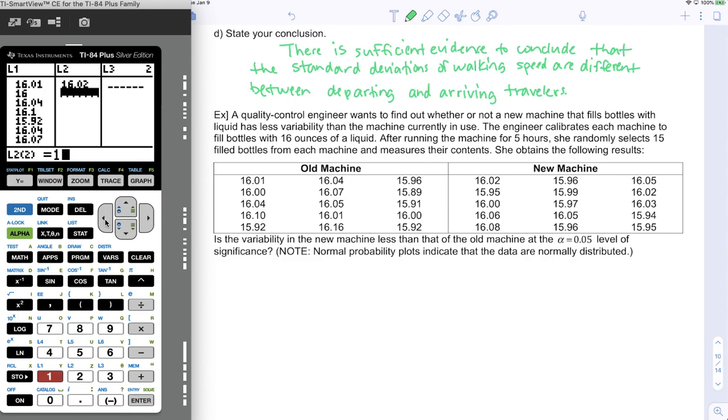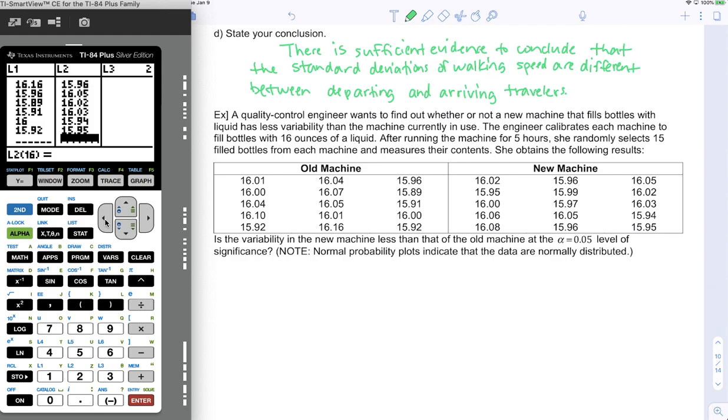16.02, 15.95, 16, 16.06, 16.08, 15.96, 15.99, 15.97, 16.05, 15.96, 16.05, oops, 16.05, there it is, 16.02, 16.03, 15.94, 15.95. All right, hope I didn't make any mistakes.